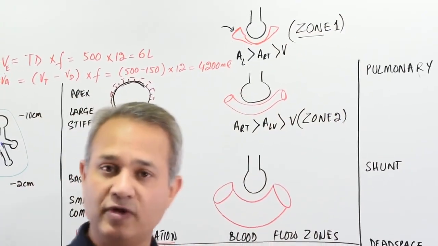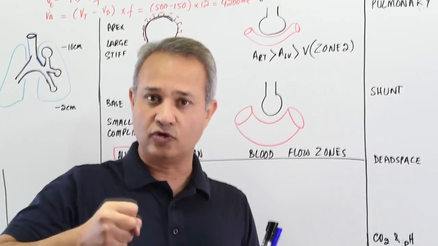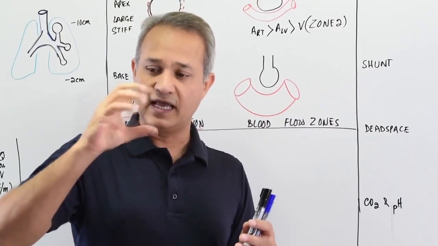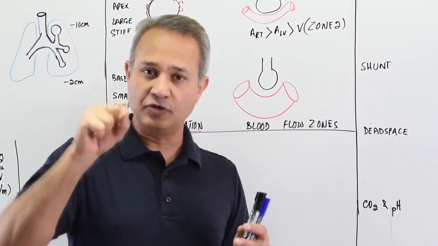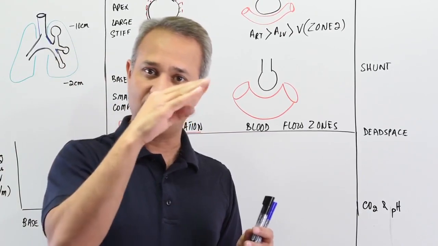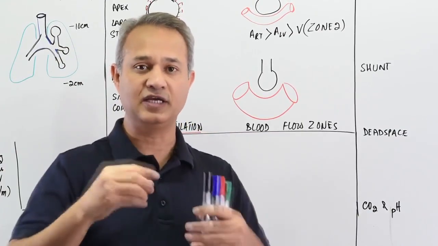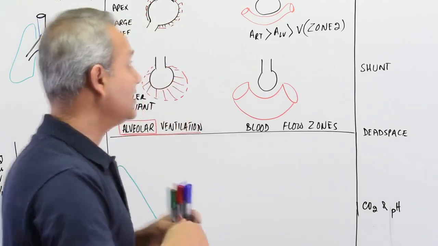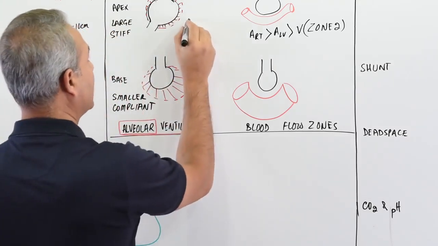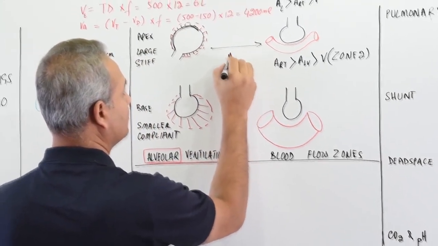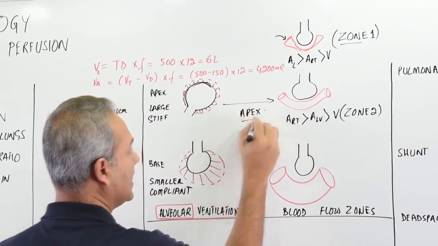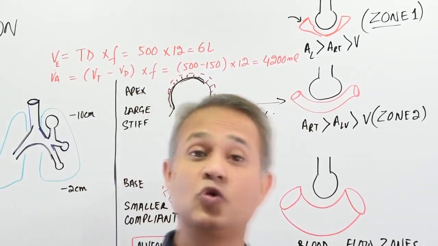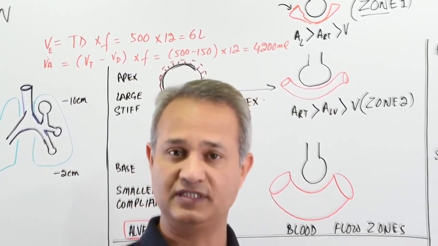What do you think the flow will be in this one? The flow will be intermittent. With every systole, the blood vessel would open up, and with the diastole it would collapse. During the opening it would have blood flow and then close. So with every heartbeat you would see blood come in and stop, come in and stop. This is what happens at the apex of the lung. At the apex of the lung, zone 2 blood flow is present.